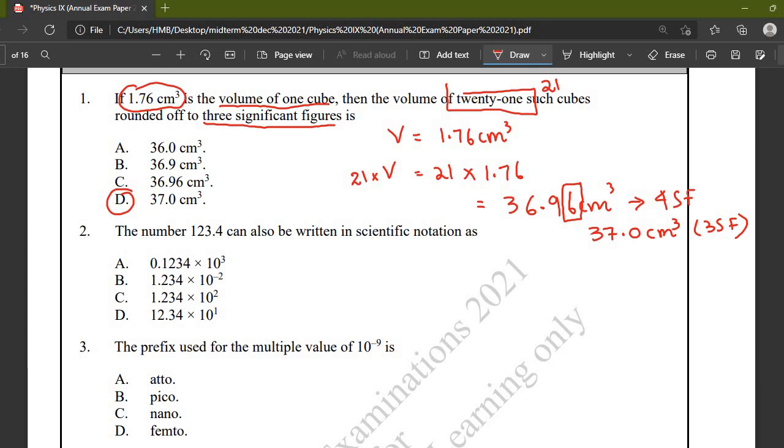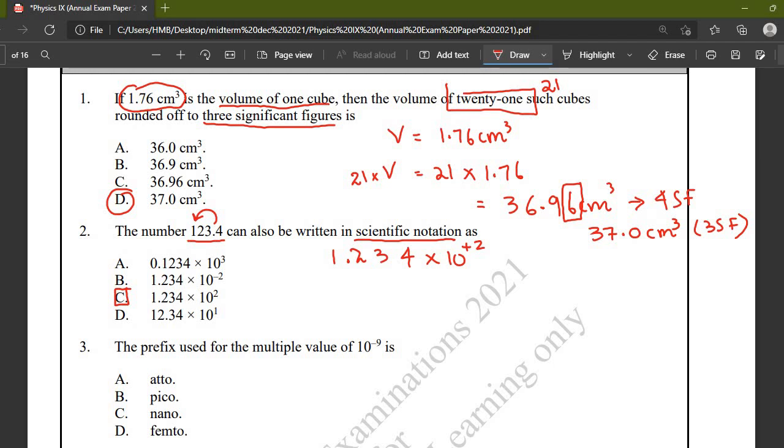The number 123.4 can also be written in scientific notation. So let's convert this ordinary notation into the scientific form. The decimal will be shifted to between 1 and 2, so 123.4 will become 1.234. We have shifted two digits towards the left-hand side, which means we will add plus 2 in the power of 10. So the correct scientific notation will be 1.234 times 10 raised to the power 2. So option C is the right answer.